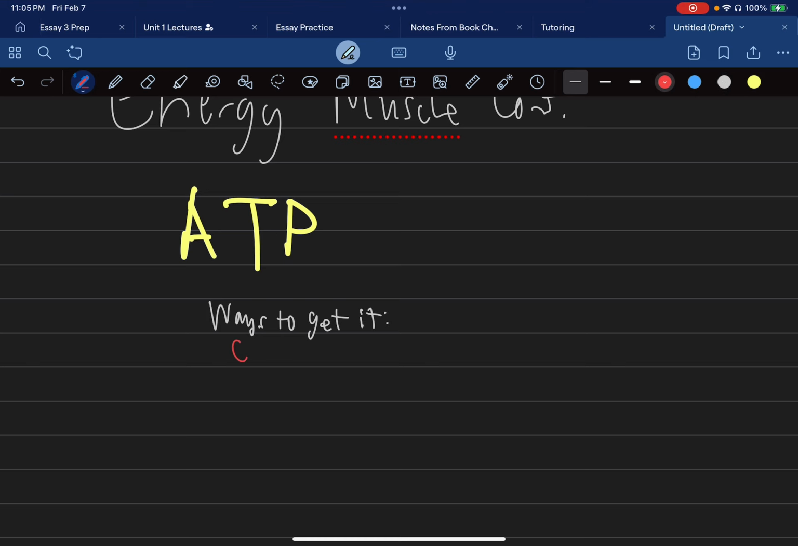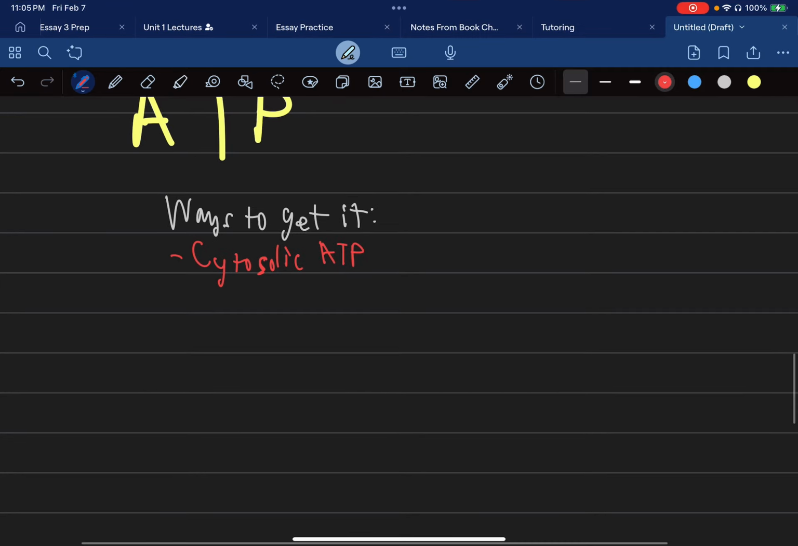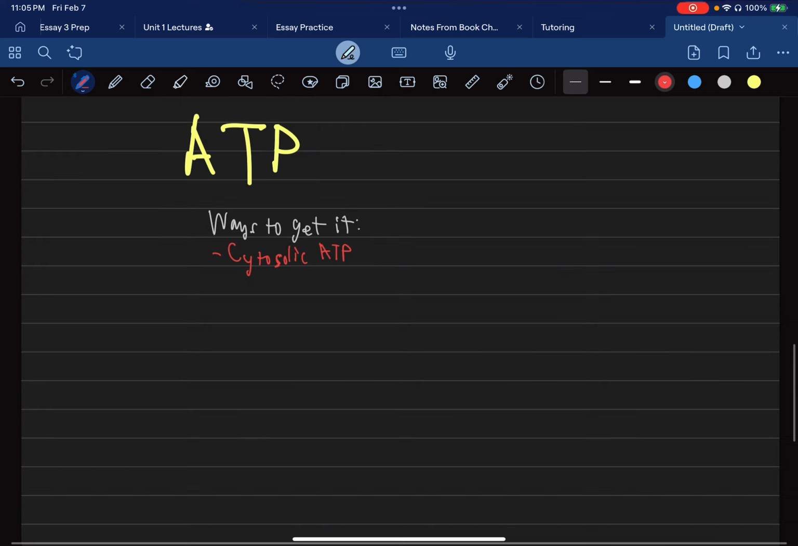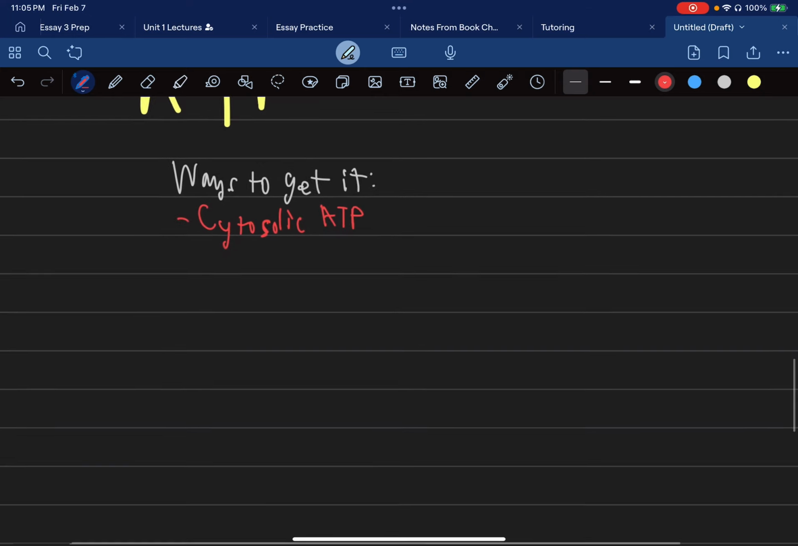There's cytosolic ATP. So that's just floating around in the cytosol of the cell. So the cell can basically just find some random ATP that's floating around and use it to do some contractions. Usually that's only going to last us a couple of seconds, though.